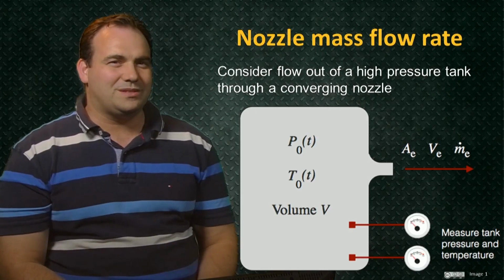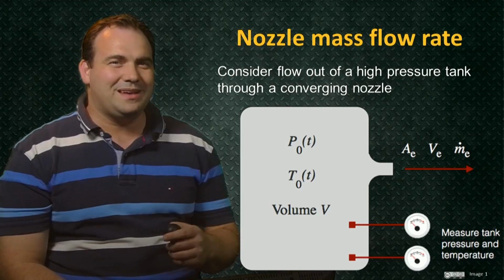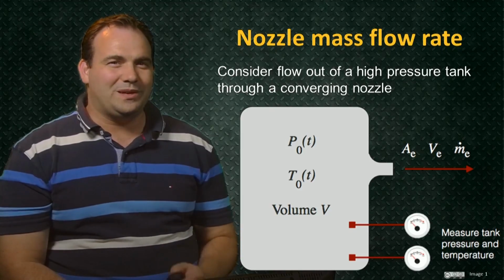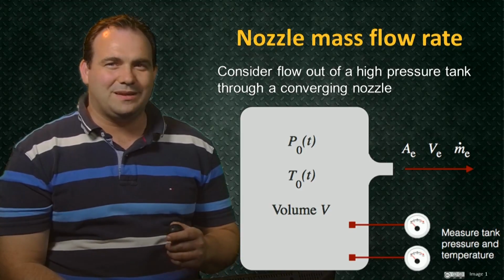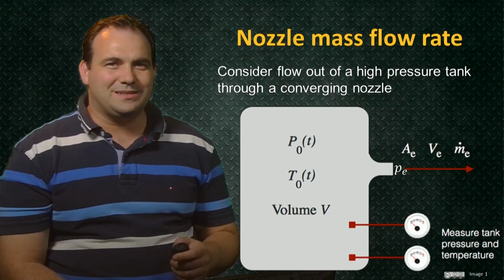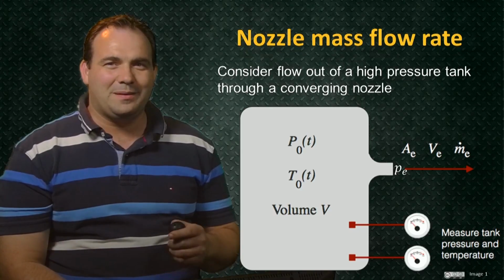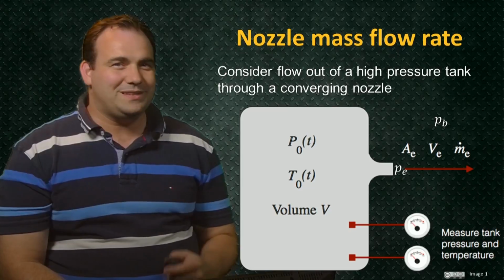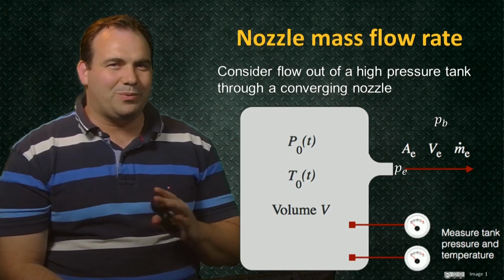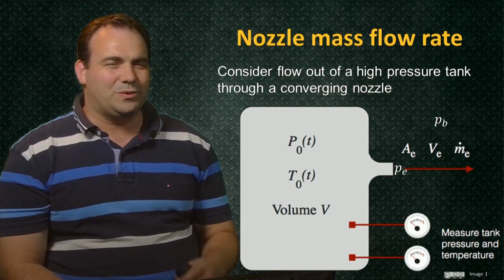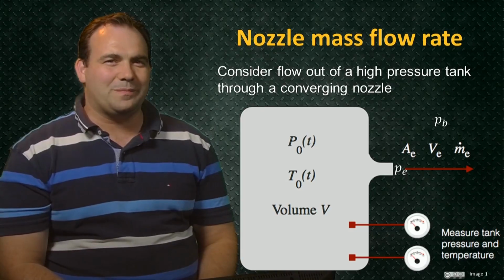If possible, the stored gas will be expanded and accelerated to the point where the pressure at the nozzle exit, PE, matches the pressure of the ambient air, PB. If this doesn't occur, there'll still be a pressure gradient in the flow which will induce it to accelerate further.